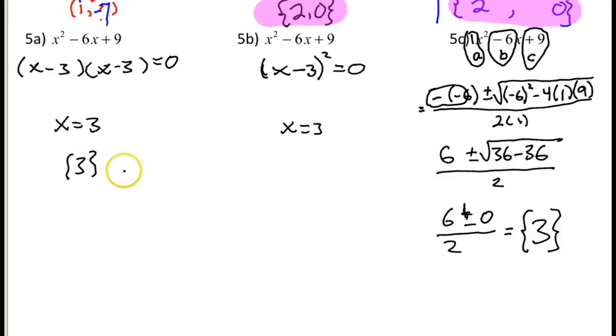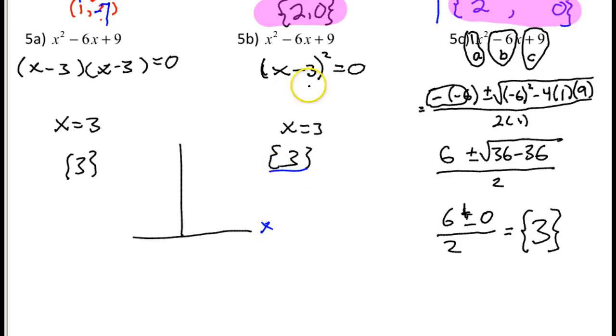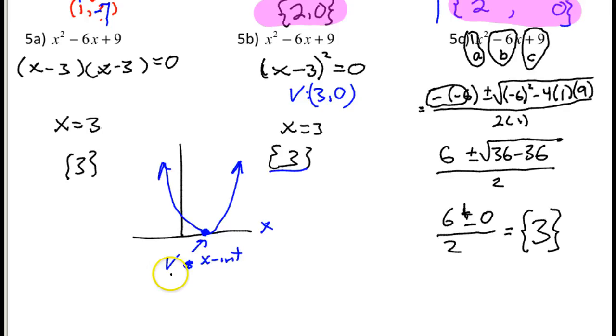And graphically, what does this look like when you only have one answer? That was when the x-intercept was also the vertex. So you can see the answer is 3, but the vertex up here is also 3 comma 0. So the vertex and the x-intercept are one and the same. Vertex and x-intercept, it's the same thing. Whenever you have one solution, the same thing always happens.